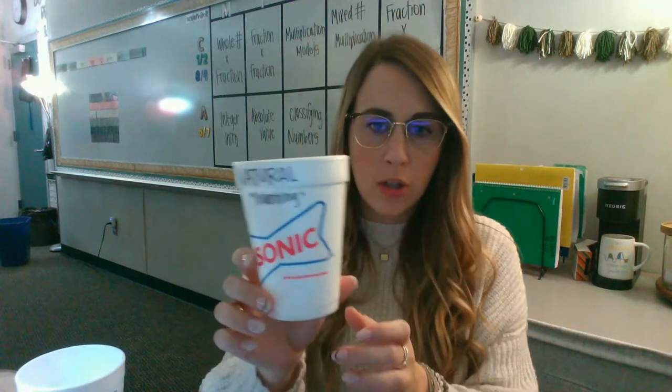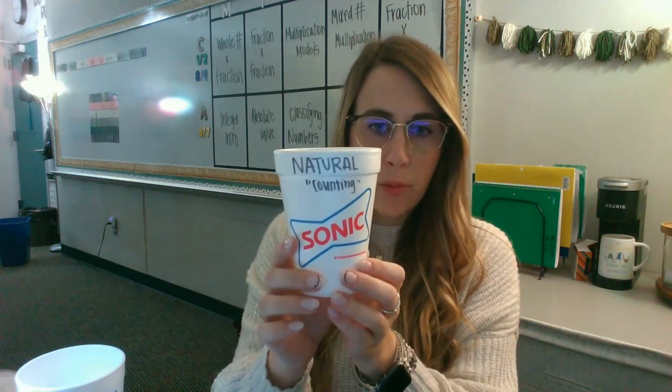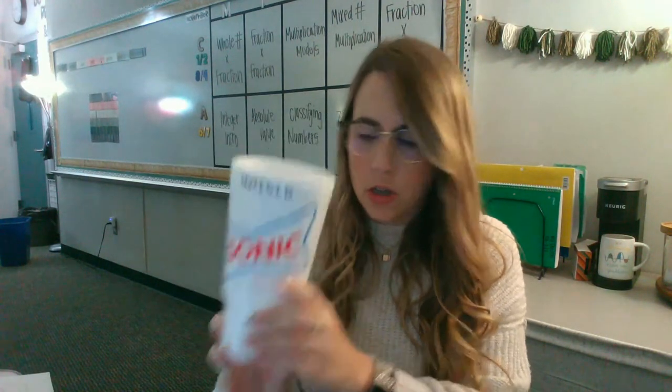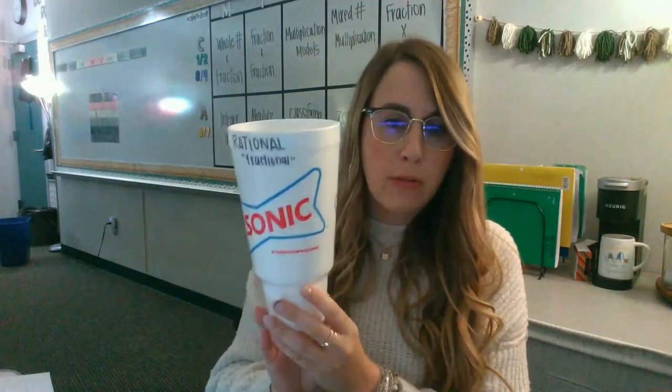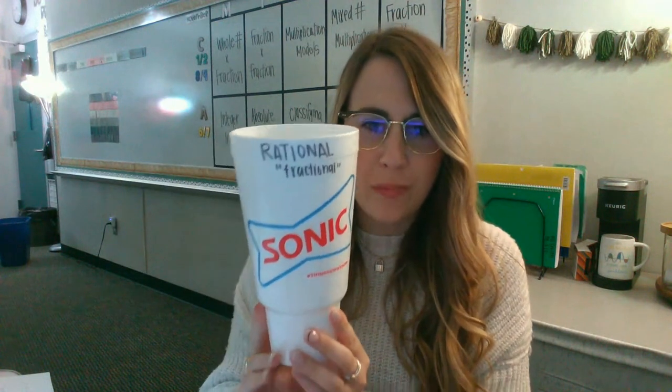Okay, so when I think about classifying numbers, I kind of like to also bring in a different example. And I love my Sonic, so I've got my Sonic cups here. So my small Sonic cup represents our natural or our counting numbers. My medium represents the whole numbers. My large represents our integers. And the root 44 represents our rational numbers.